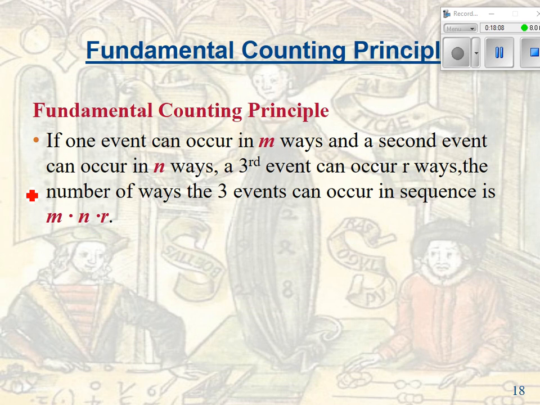Fundamental counting principle. Fundamental counting principle, very, very important, because you do not want to have to make a tree diagram or list out all these sample spaces all the time because they get to be too big. So the fundamental counting principle actually gives us a method that we can find all the possible outcomes by just doing a little bit of math.